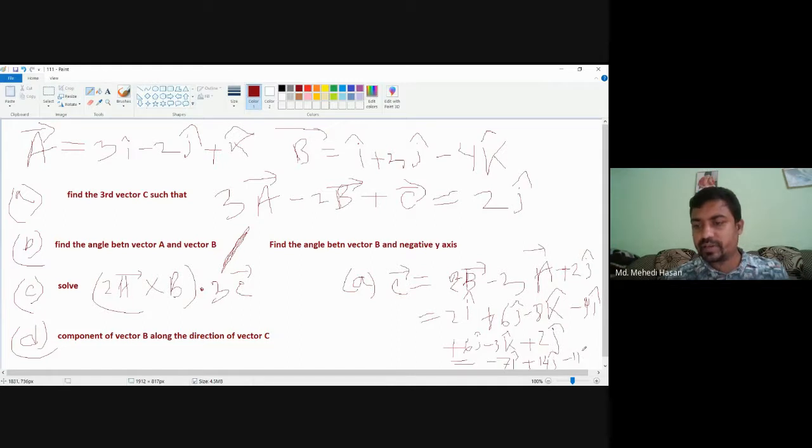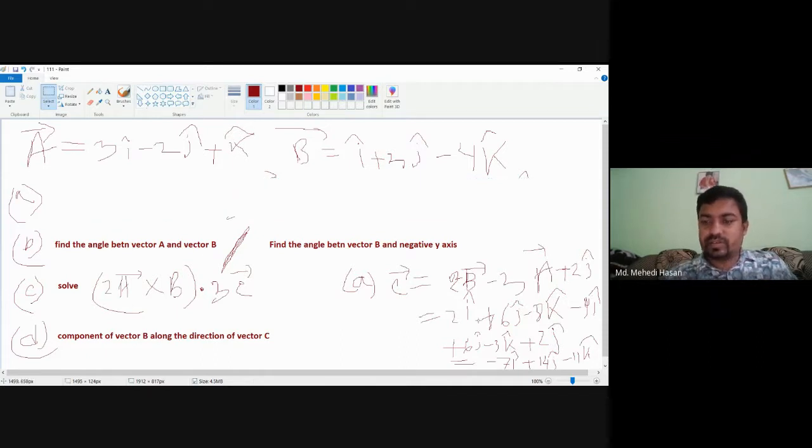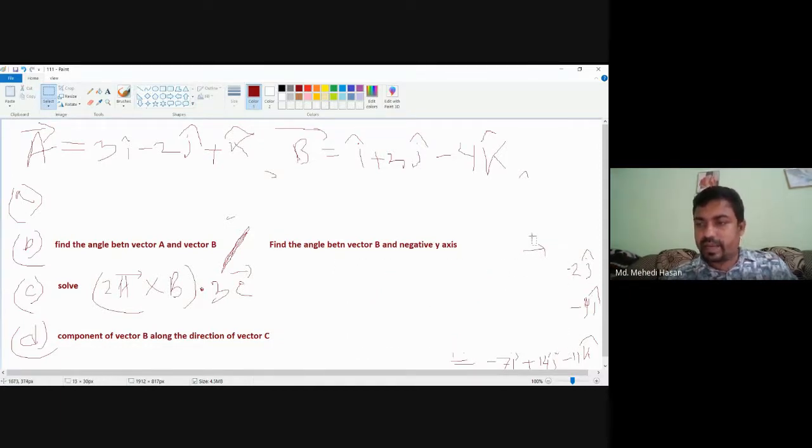So minus 7I plus 14J minus 11K. So this is the vector C. This is the result of part A. Anyone have any question regarding this solution? No, sir. Okay, so a simple one, it will be say a 2 marks question.